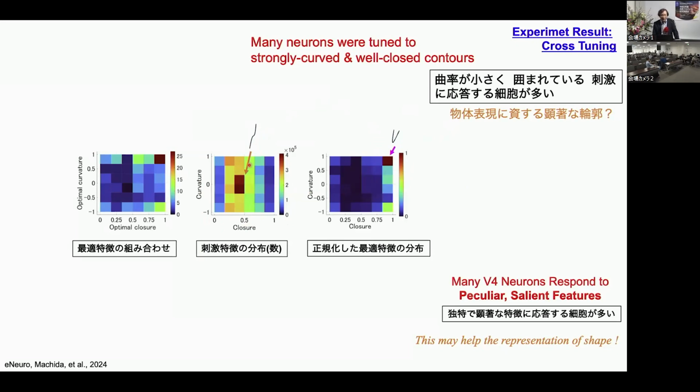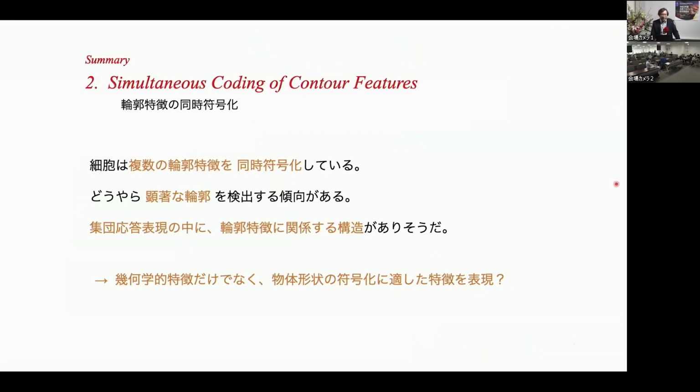This is very interesting. It means that, in a sense, the information is quite big because the neurons try to detect something that barely happens. So we can say that many V4 neurons respond to peculiar and salient features. And we think it may help the representation of shape, because a straight line may not represent shape nicely or efficiently, but corners and curvature would. Up to here is the topic about the coding of the contour features.